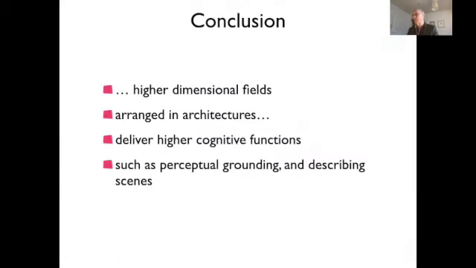And so I'll just close by saying that the higher dimensional fields arranged in architectures deliver higher cognitive function, and the function demonstrated was perceptual grounding and describing scenes. So one thing to keep in mind is that we were arranging these different fields in these architectures, and I was taking you through the different components. And it's actually not trivial that these components have these functions that we design them around to be responsible for. And we say it's the reference field, the target field, and so on. This is all just labeling, which is talking about these fields as doing certain things.